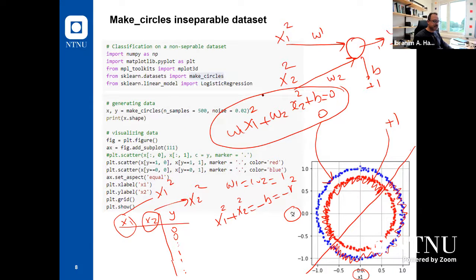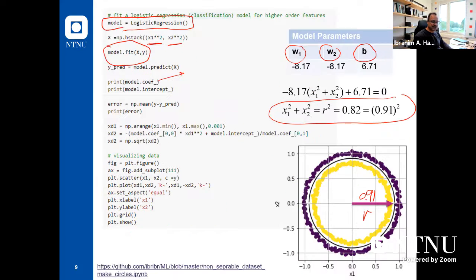You can try this problem. In fact, I suggest you try this problem using MLP, for example. So in the break, you can try MLP here. You have two inputs, x1 and x2, right? Try to just select two hidden layers with any number of units in each hidden layer and try to solve this problem using MLP.